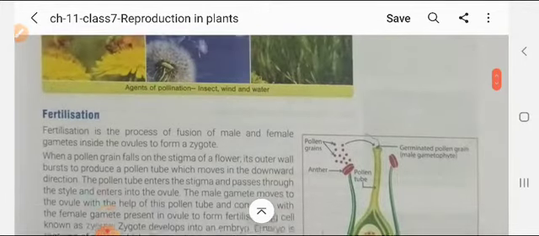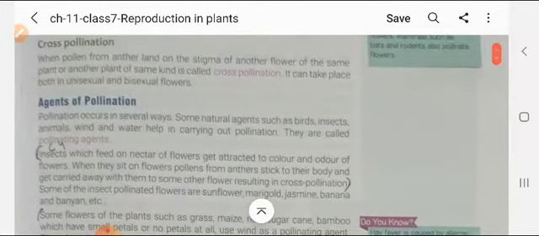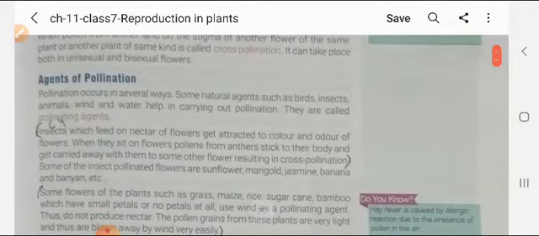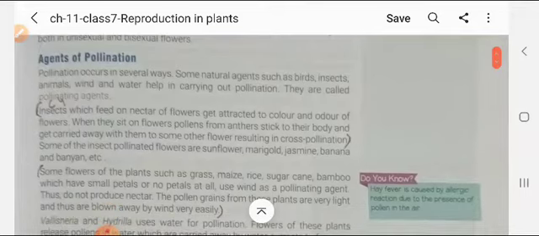Now, let's talk about pollination. Insects feed on the nectar of the flower. The insects come and sit on the sweet smelling flower to collect nectar, attracted by the color and odor of the flower. When they sit on the flower, the pollen from the anther sticks to their body and is carried away to some other flower, resulting in cross-pollination. Some insect-pollinated flowers are sunflower, marigold, jasmine, banana, and banyan.